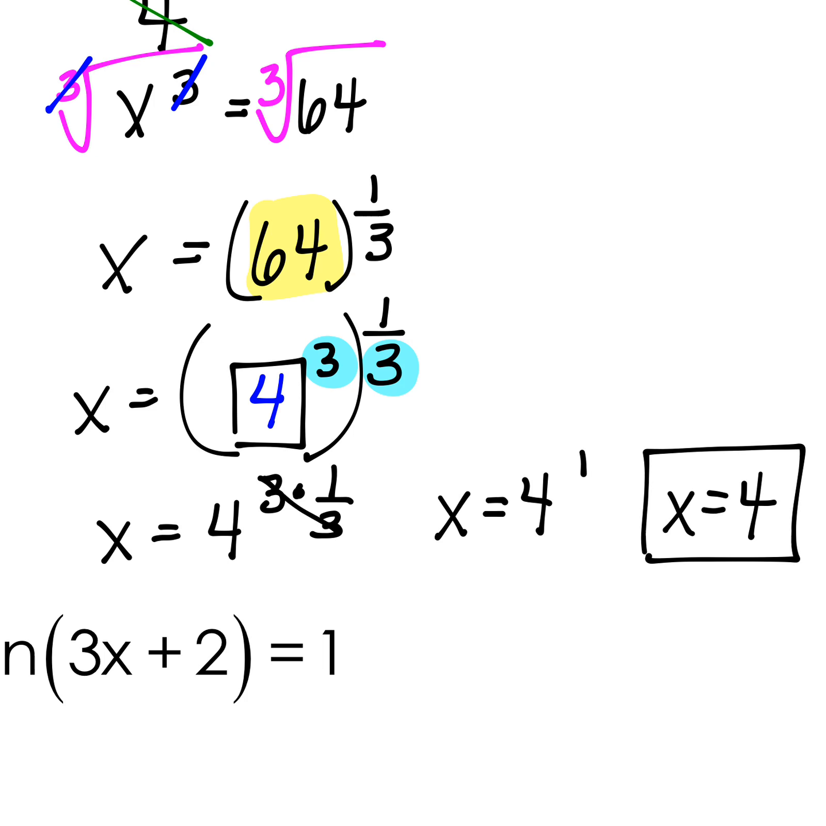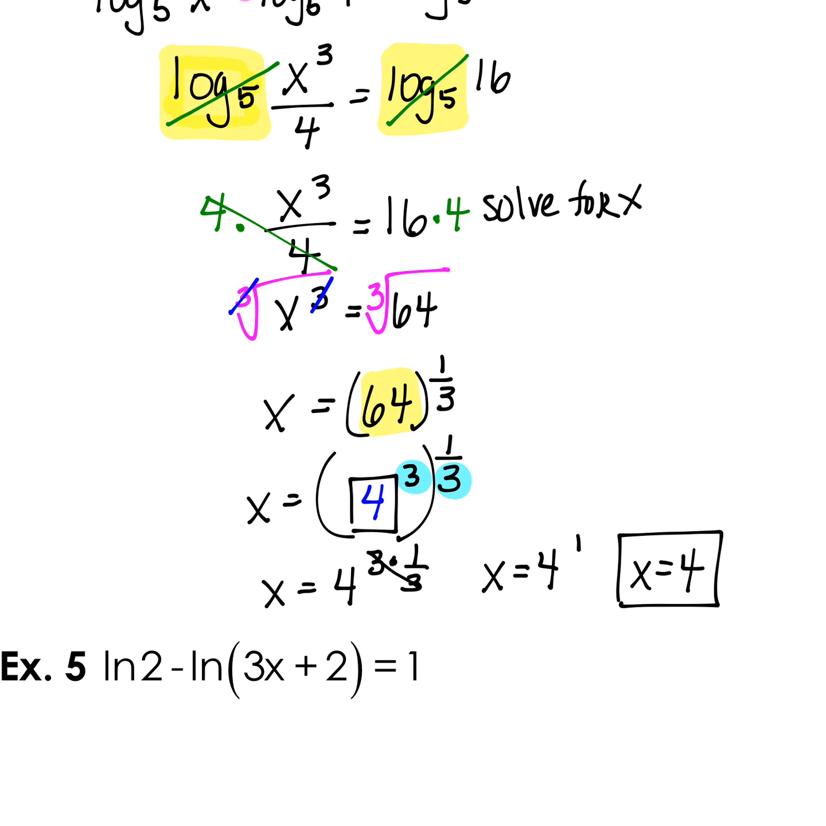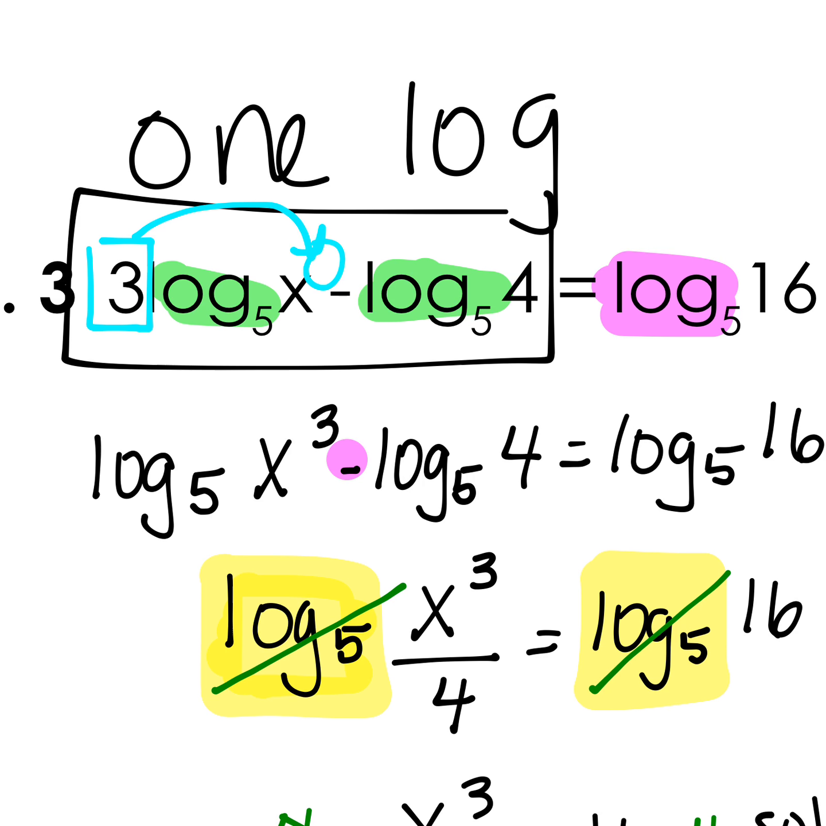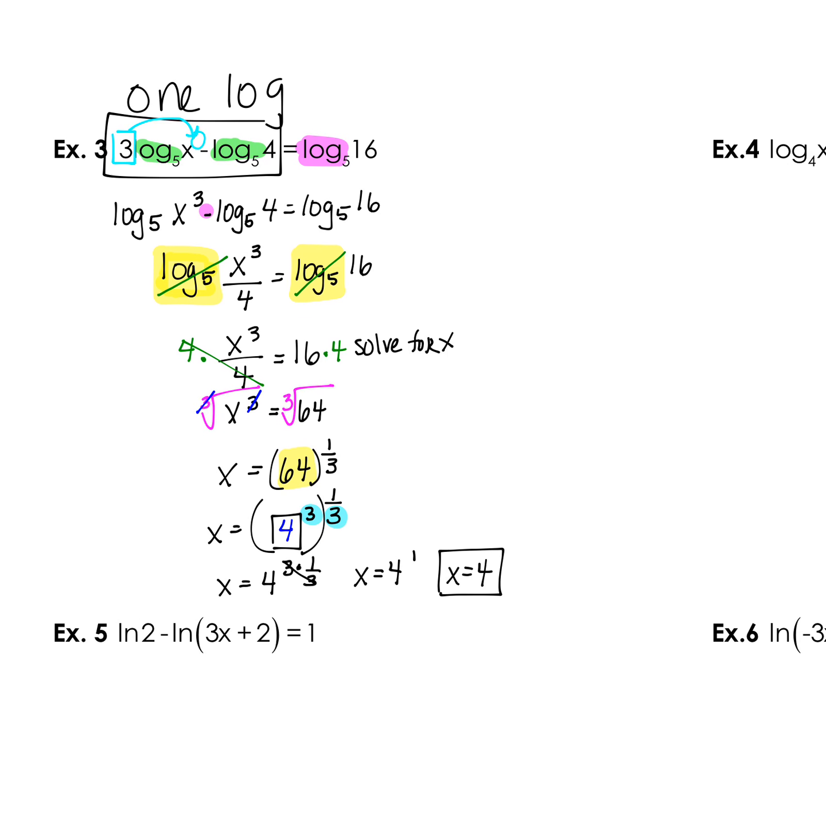Okay, now plug it back in. Let's look. What's a positive 4? So if I plug that positive 4 into my original equation into that x, it doesn't give me a negative. So we're good. We don't have an extraneous solution.